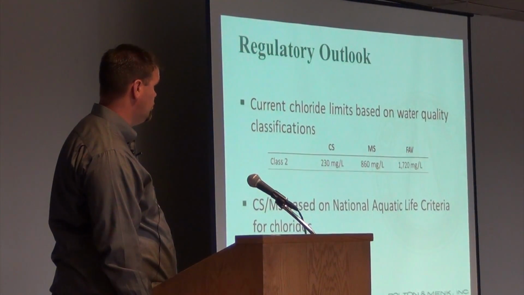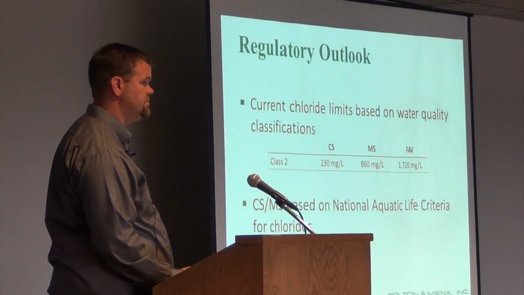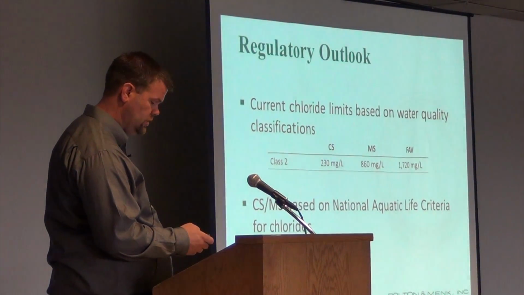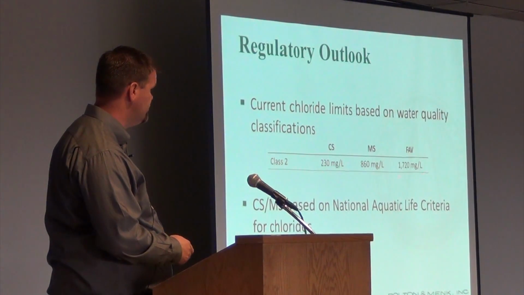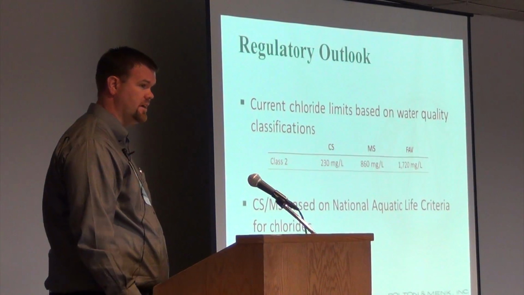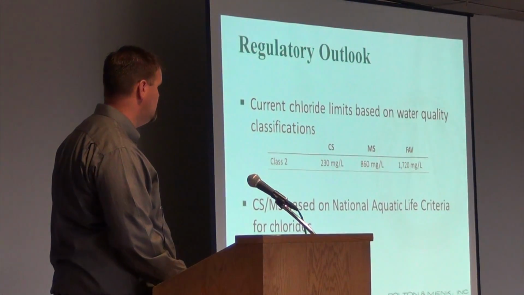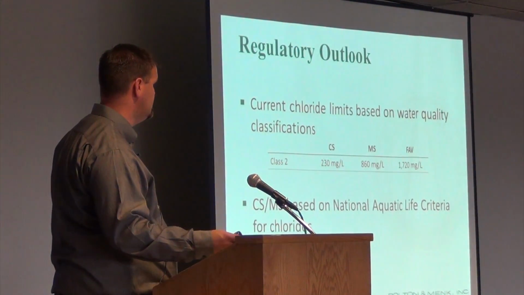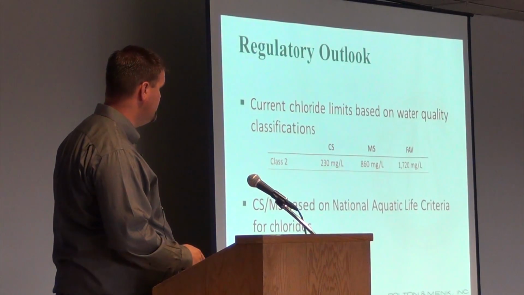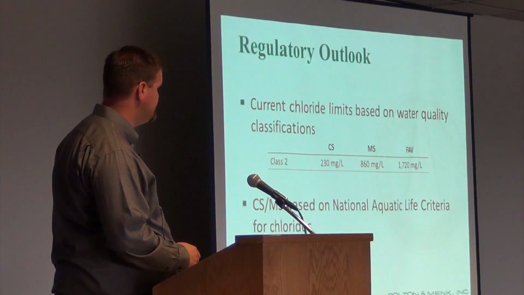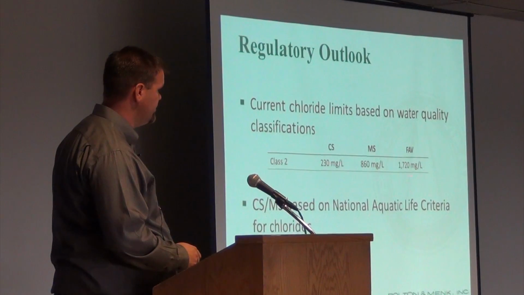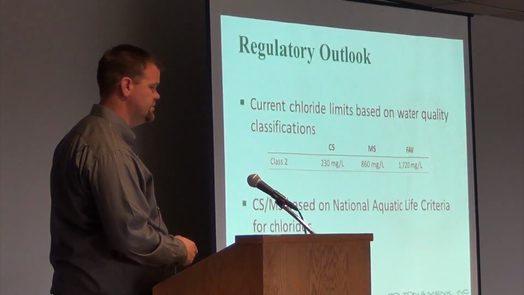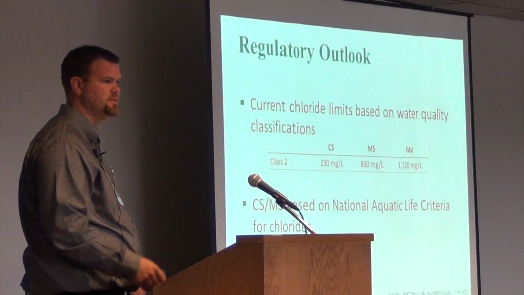This is the current chloride limit based on water quality classifications. So just on what the receiving stream is that you're discharging to. This is the class 2 water. There's different examples for each one. I just threw this up here for you guys to see. 230 milligrams per liter for chlorides for the chronic. So that would be what the whole stream is. The maximum, 860, and then that final acute value, that would be like your absolute maximum. If you're discharging anything over that, you're going to be causing problems with organisms, right where it hits.